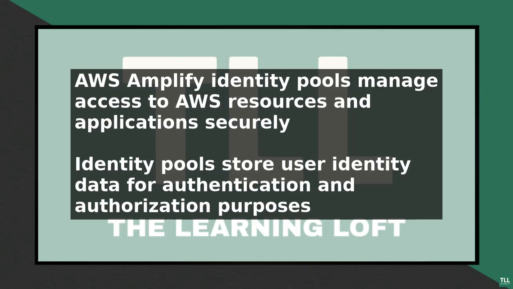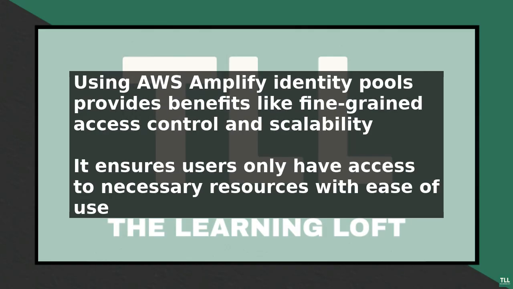To get started with AWS Amplify identity pools, you need to create an identity pool in the AWS Management Console. This involves specifying the identity pool name, authentication providers, and access control settings. Once you have created an identity pool, you can integrate it with your application using the AWS Amplify SDK. The SDK provides a set of APIs that enable you to authenticate and authorize users and access AWS resources on their behalf.